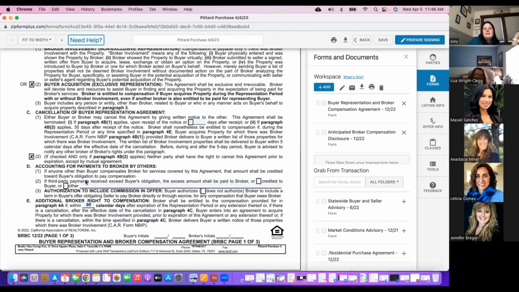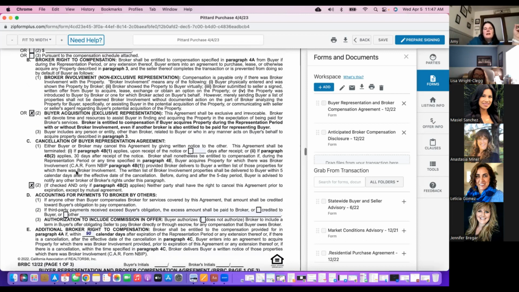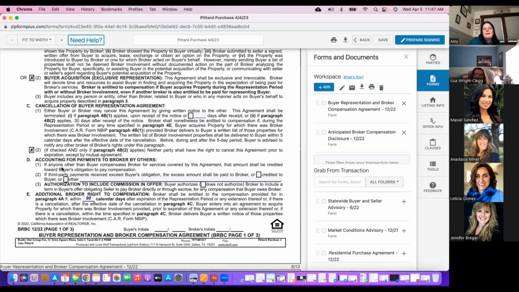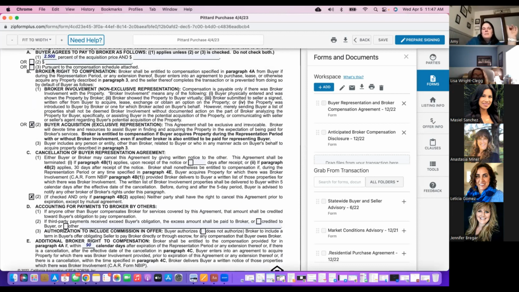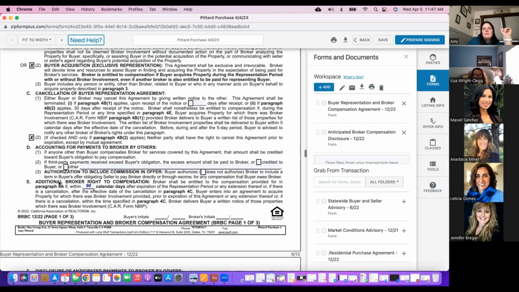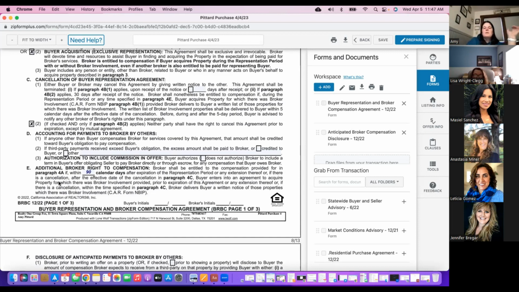Here on D is where I would outline, remember when we talked about that commission that would be due and that oftentimes that's paid by the seller. Here's where that's outlined, that if anyone other than the buyer compensates me for services covered by this agreement, it's going to be credited towards your obligation. And again, if the seller's portion ever doesn't meet that obligation, we would have that conversation before we even write the offer on the property so that we would know how to proceed forward. Okay.